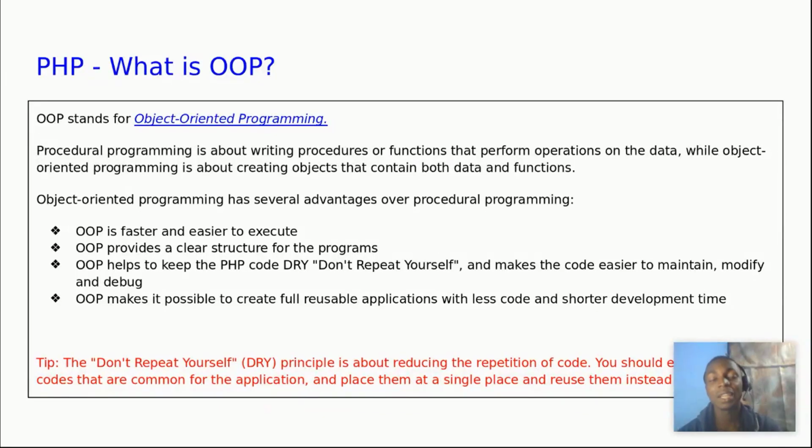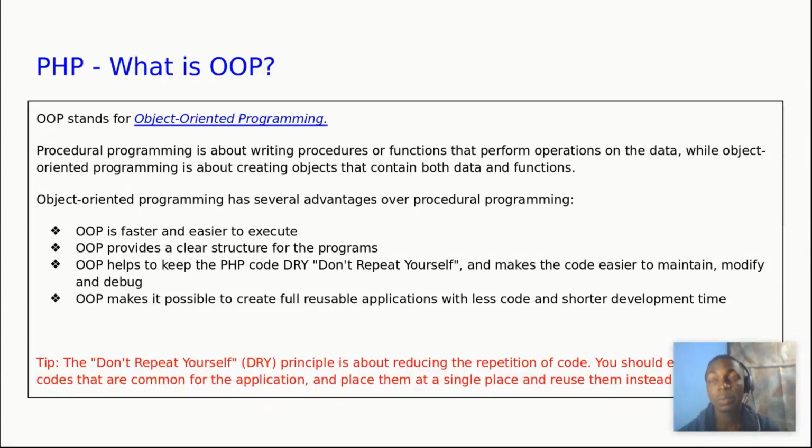Object-oriented programming also helps to keep your code DRY. When they say DRY, it means don't repeat yourself. That's a programming concept that is very good for programmers. You don't need to repeat functions over and over or variables over and over. You just need to define them somewhere and use them. And this makes code easier to maintain, modify, and debug. So OOP also makes it possible to create full reusable applications with less code and shorter development time.